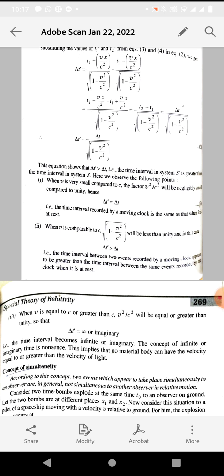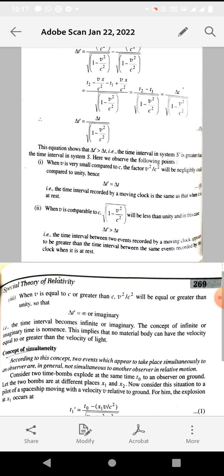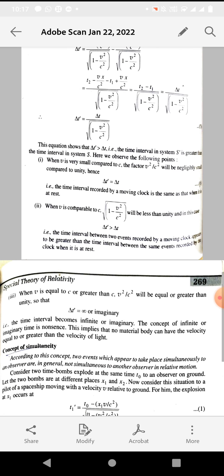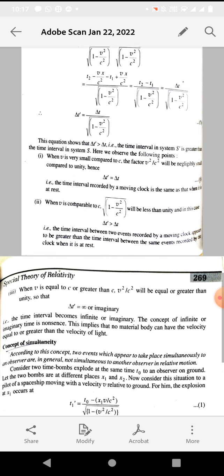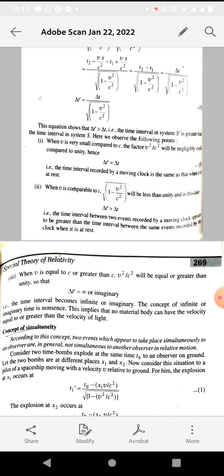So we consider the special case when v is very small compared to c, where c means the velocity of light. The factor v square by c square will be negligible. So delta t dash is equal to delta t. That means the time interval recorded by a moving clock is the same as when it is at rest. S is the rest frame, and in S dash the velocity is very small compared to the velocity of light.